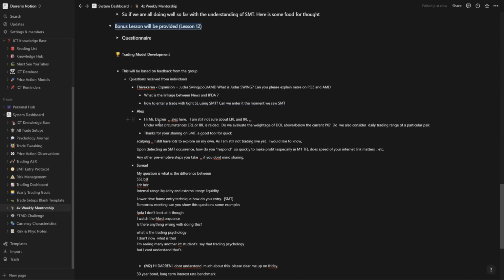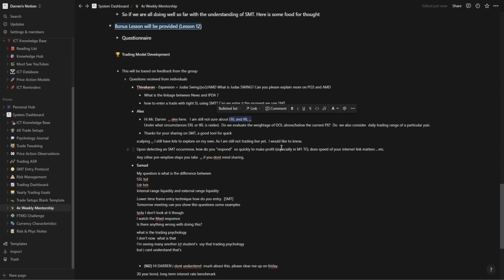Okay, so Alex, you asked me a question. I'm not sure about external range liquidity and internal range liquidity. Under what circumstances is external range or internal range liquidity rated? Do we evaluate the weightage of the drawn liquidity above or below the current price action, or do we consider the daily trading range of a particular pair? Thanks for sharing SMT, a good tool for quick scalping. I have lots more to explore on my own.